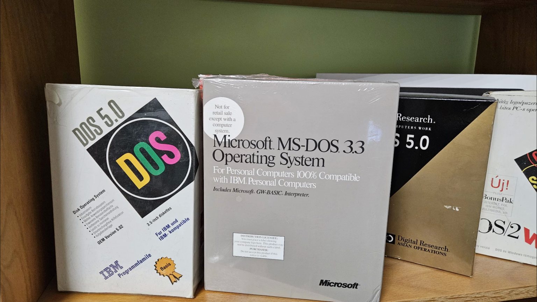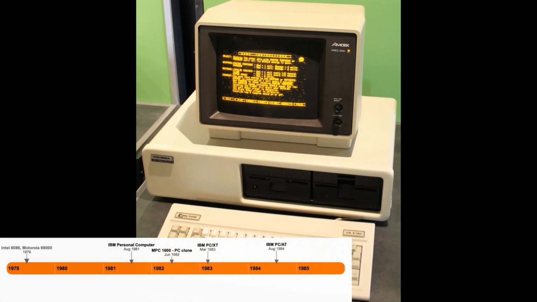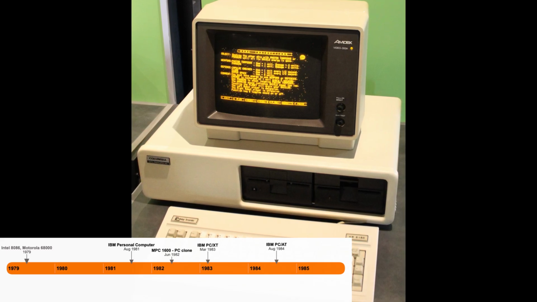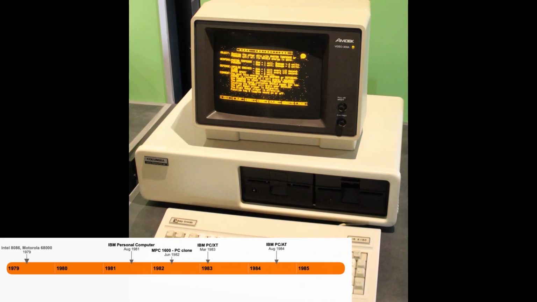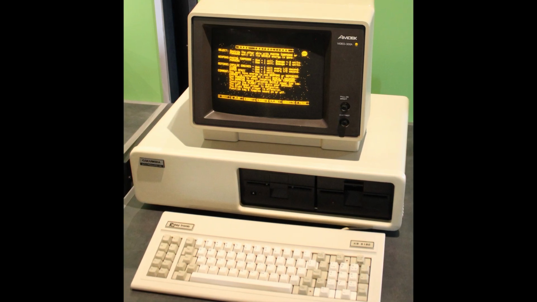As I'm reaching '85, I would like to talk about one more thing, which is the clone topic. The first clone was introduced in June 1982. It was just 10 months after the introduction of the IBM PC. If you think about that, it was really quick. What made it possible? There are two things.